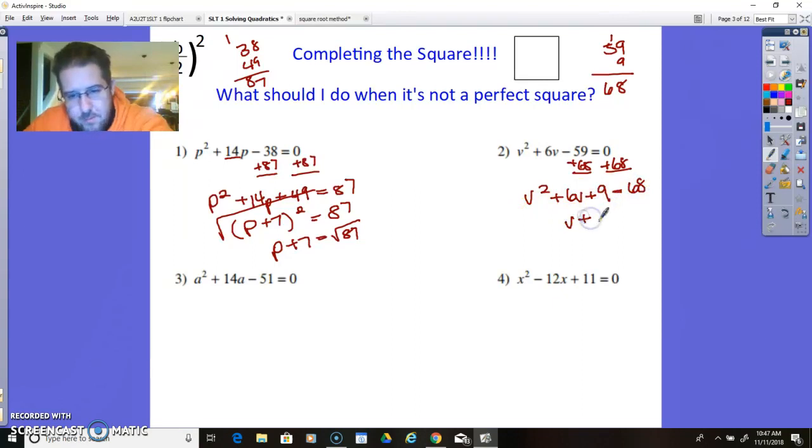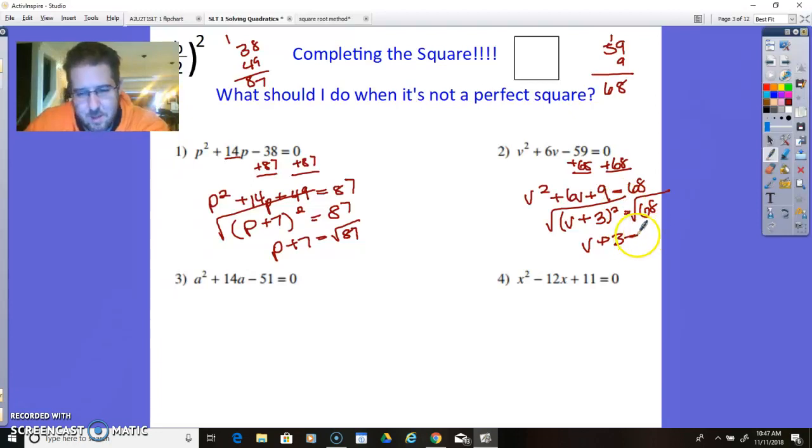This is now a perfect square, v plus 3 squared, because 3 plus 3 is 6 and 3 times 3 is 9. And just like before, it looks like you're going to have another decimal. v plus 3 equals the square root of 68, which is going to be about 8 point something. And then you just solve it twice, both positive and negative.